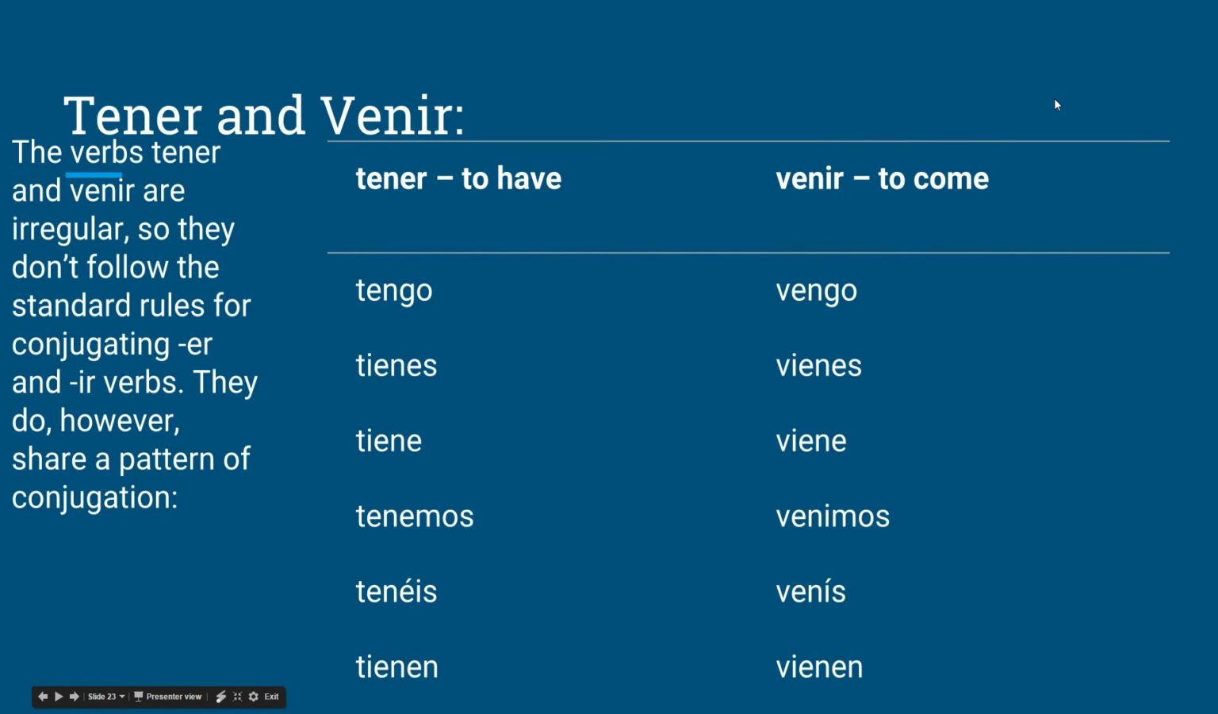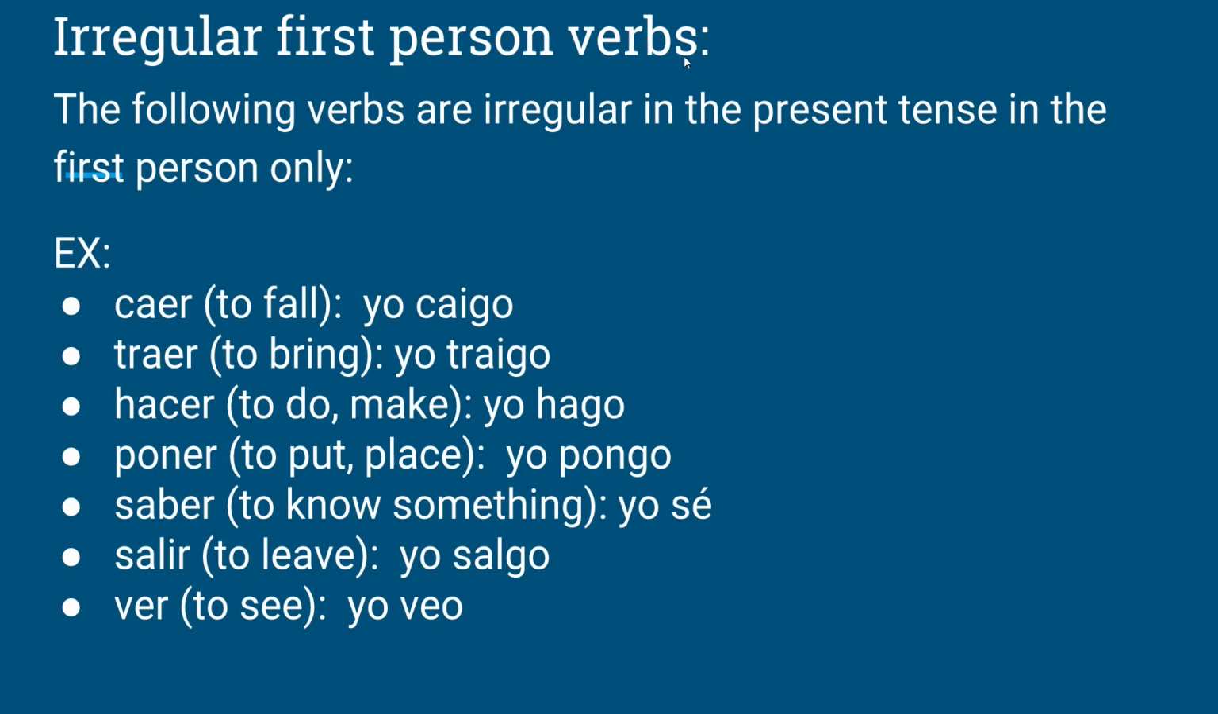And here we have the verbs tener and venir. They're also irregular, so they don't follow the same rules for ER and IR verbs. They do, however, have the same pattern of conjugation, just like ir and dar. As you can see, you have tengo, vengo, tienes, and vienes, and they're all pretty much the same. Pretty awesome.